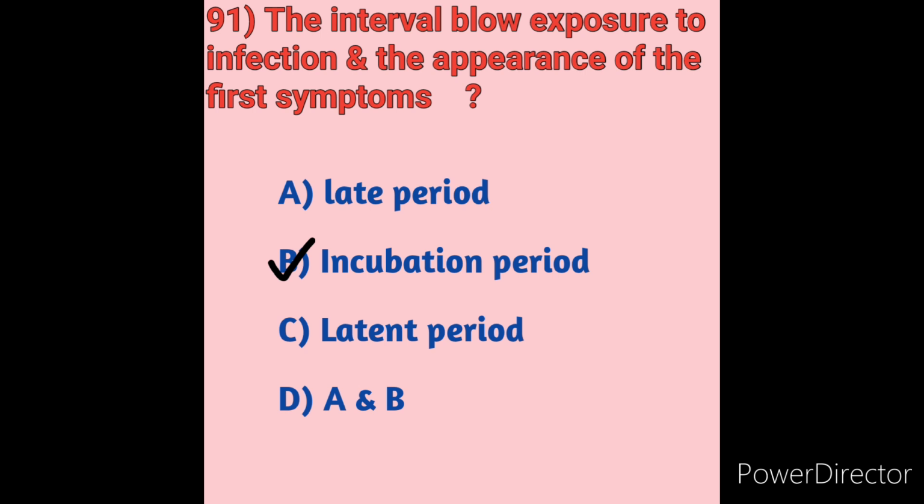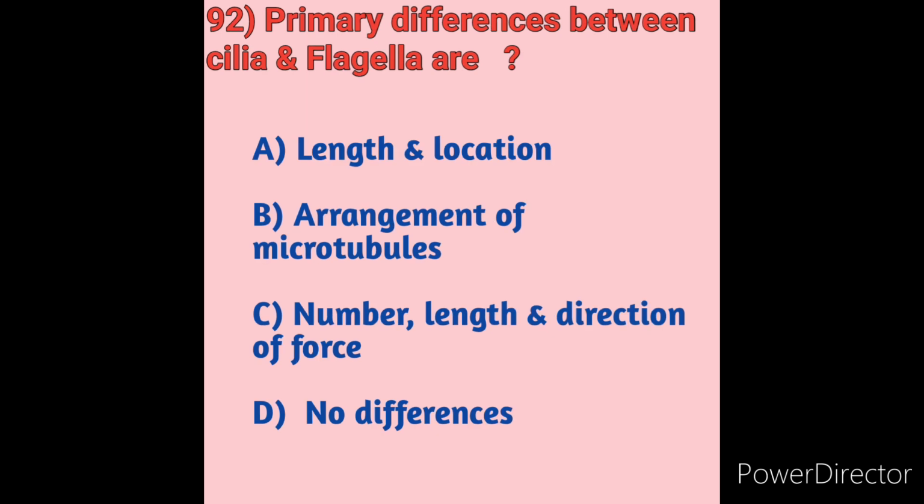Next we will move on to question number 92. The primary differences between cilia and flagella are. What are the primary differences between cilia and flagella? We will see the options first. Option A, length and location.